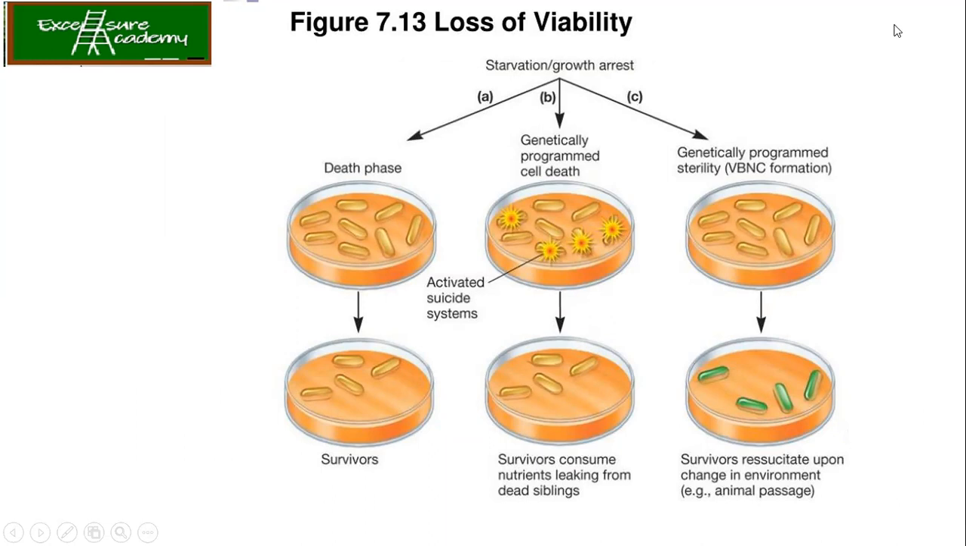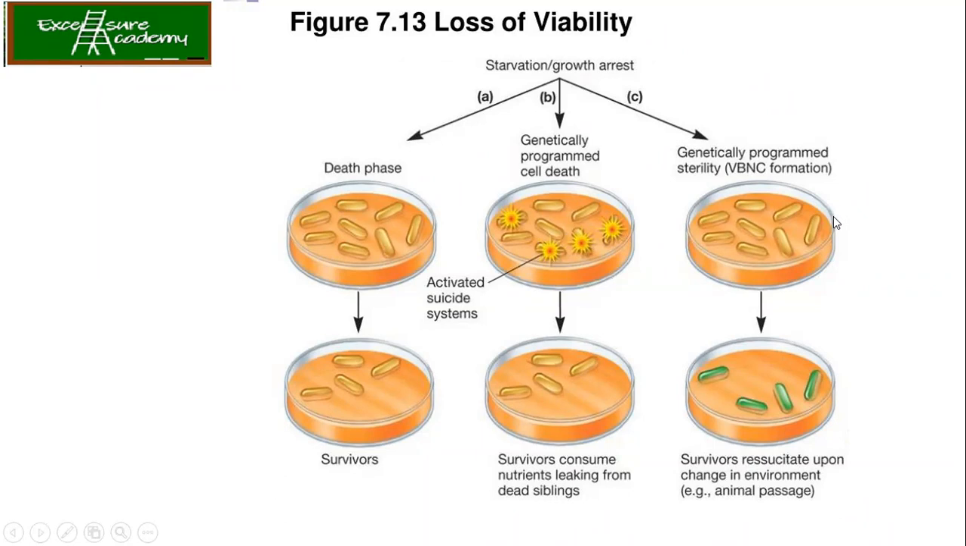Now coming to the loss of viability. Here you can go for either starvation or growth arrest. In the death phase, very few cells remain alive, so when you put them into a new media, you can see that only a few cells are growing. Some are genetically programmed. Some bacteria will undergo suicide so that their brothers and sisters can survive. They kill themselves, and from their death the nutrition released is used by the other bacteria to survive.